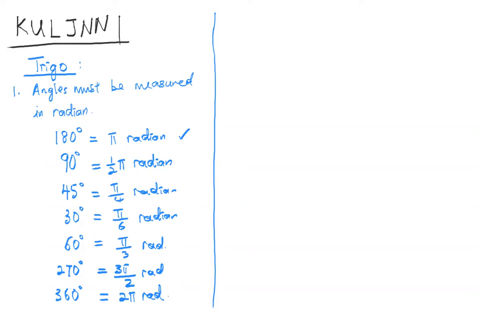Okay, second thing. Second important thing about trigo, okay, who can tell me? What are the things that you learn about trigo? That is called trigo ratio. When you talk about trigo ratio, you are talking about a right-angled triangle. Am I right?